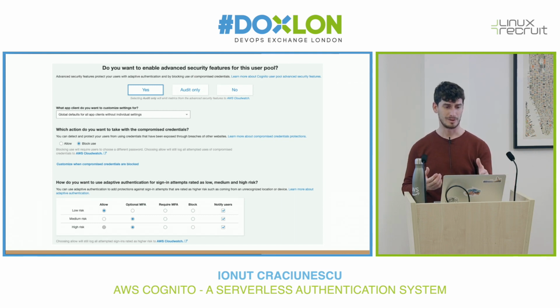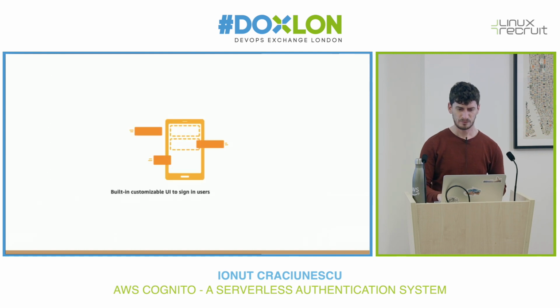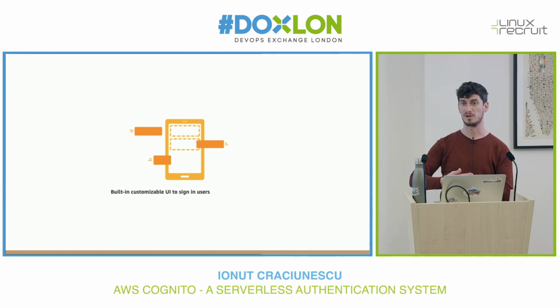And then once this is enabled, you get an audit trail of user logins with the way they are rated, high, medium, or low. It also has a built-in UI. So if you have a Cognito-enabled application, you don't have to write your own UI. You can use the built-in one.